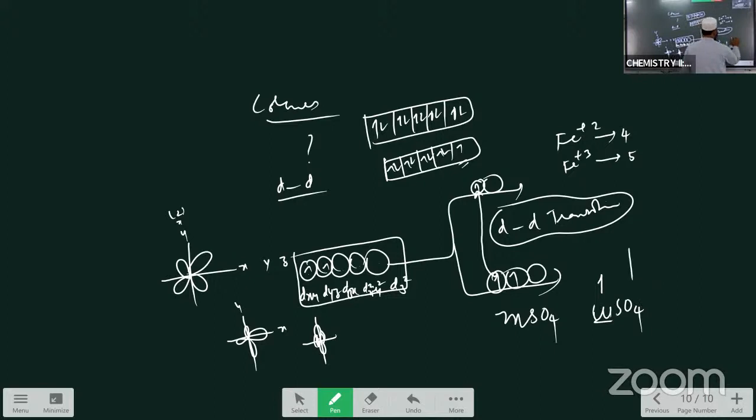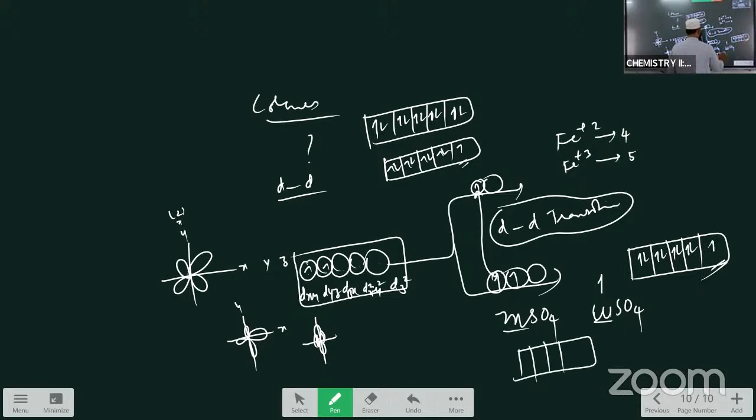In case of the copper sulfate, in the copper d orbital, one unpaired electron is present, while in the zinc sulfate, in the zinc d orbital, there is no unpaired electron, all are paired electrons. Therefore zinc sulfate is colorless, zinc salts are colorless and copper salts are colorful. So this is about the colors.